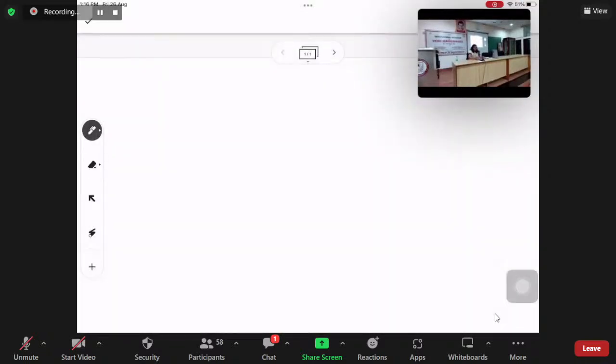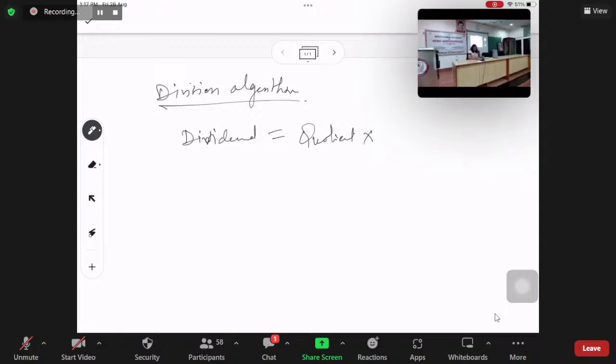We have the division algorithm. What is this? This is dividend is equal to quotient into divisor plus remainder. This is the division algorithm.